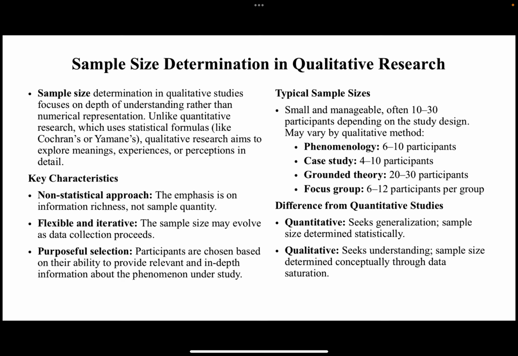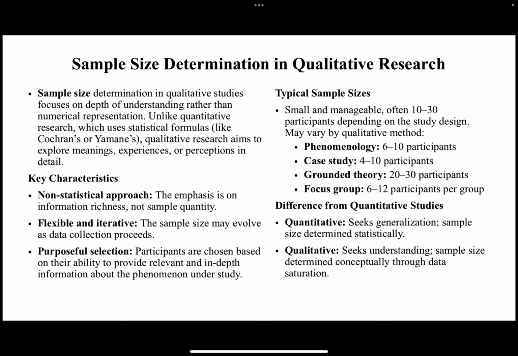Now let's look at some typical sample sizes in different kinds of qualitative study. The typical sample size is usually small and manageable. Most often, it is usually 10 to 30 participants, depending on the study design. We have different types of qualitative study designs: phenomenology, case study, grounded theory, and focus group.